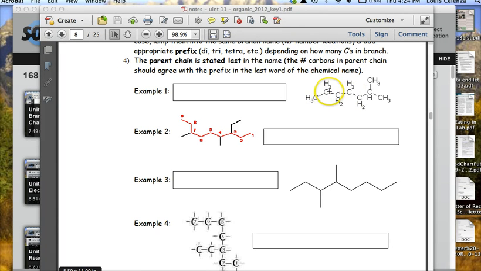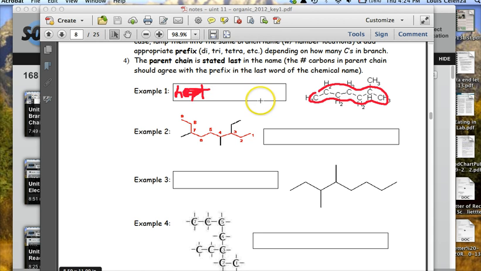So if we go this way, it's 1, 2, 3, 4, 5, 6, and we go 7. We cannot go back this way and back up. So this tells us that our parent chain is this here. And we could very well have gone up and it would still give us the same. So the parent is 1, 2, 3, 4, 5, 6, 7 carbons, which is hept, if you look on your reference tables.